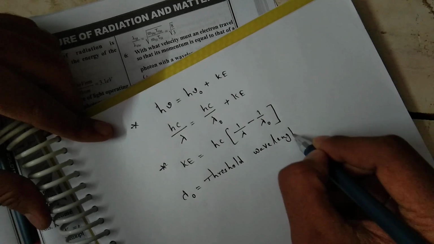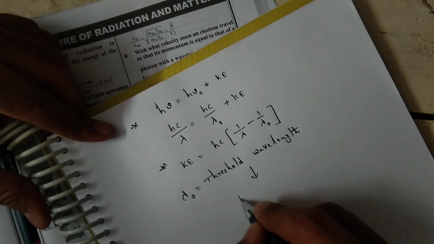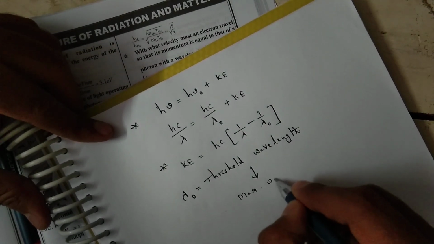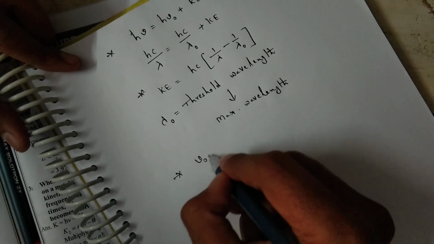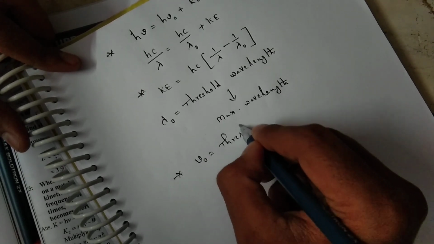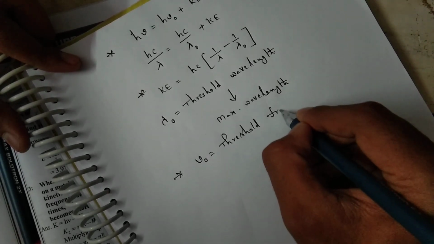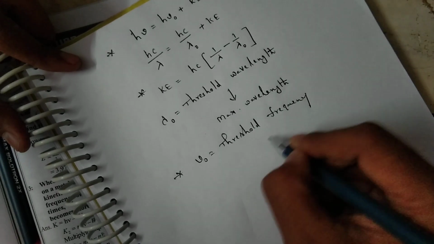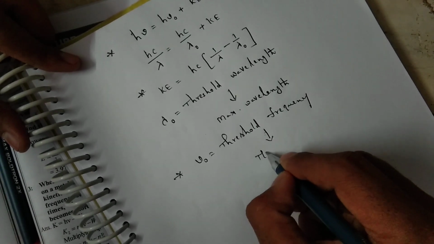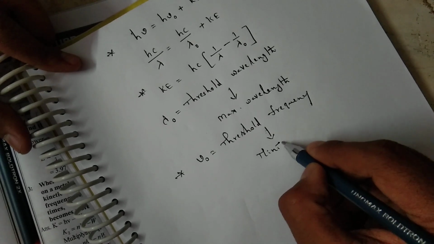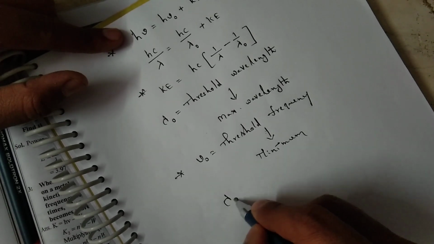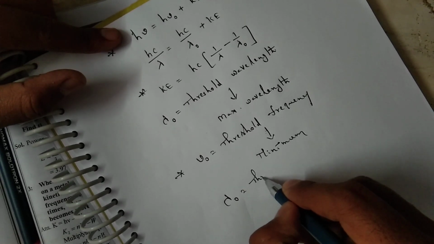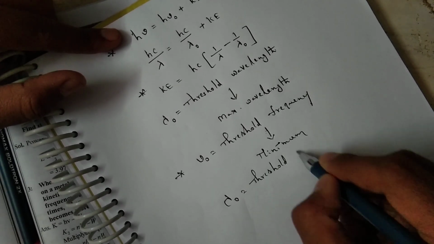What is the meaning of threshold wavelength? It is the maximum wavelength for the radiation for which photoelectric effect takes place. Nu naught represents the threshold frequency. This is the minimum frequency. If the frequency is minimum, wavelength is maximum. Threshold wavelength.